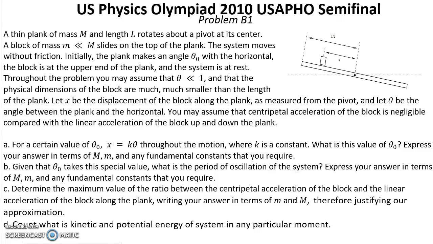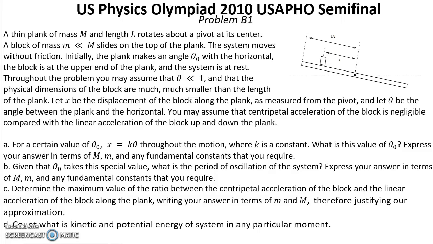Question C. Determine the maximum value of the ratio between the centripetal acceleration of the block and the linear acceleration of the block along the plank. Write your answer in terms of small m and big M, therefore justifying your approximation. Question D. Count what is the kinetic and potential energy of the system at any particular moment.